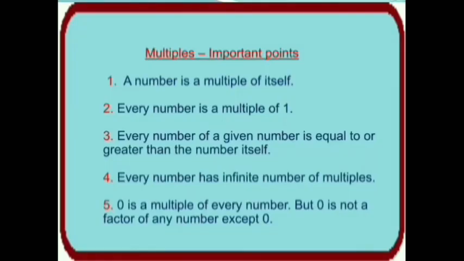Important points of multiples. A number is a multiple of itself. Every number is a multiple of 1. Every multiple of a given number is equal to or greater than the number itself. Every number has infinite number of multiples. 0 is a multiple of every number, but 0 is not a factor of any number except 0.